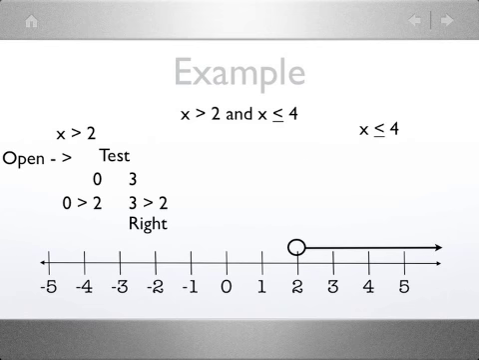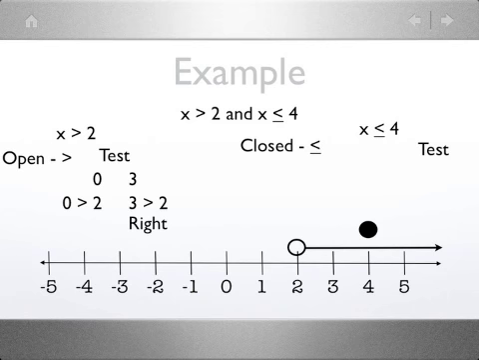Now I need to graph my second inequality. x is less than or equal to 4. So since I have the equal to part, I know that I'm going to have a closed circle. So I have a closed circle at 4.